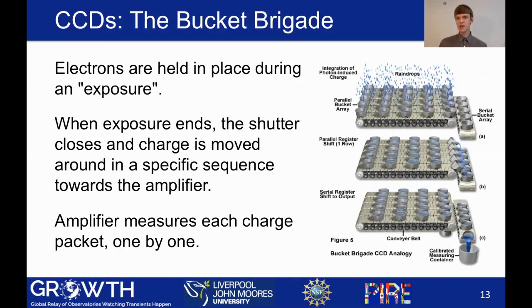The buckets containing the rainwater, as the signal accumulates, slowly build up until the exposure ends. At that point, the shutter closes, the rainstorm stops, and the charge, or the water in this analogy, is moved around the detector in a specific sequence such that eventually each signal element reaches the amplifier one by one and is recorded as appropriate.